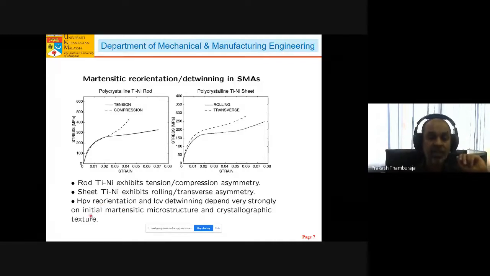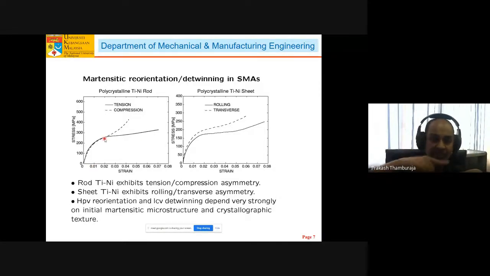One is the initial martensitic microstructure, so whether you have a rod sheet, a rod material or a nickel titanium sheet, and it also depends on the texture. The other thing that you notice is that twinning is a unidirectional phenomenon. If you can twin easily in one direction, if you reverse the direction, you can clearly see an asymmetry.